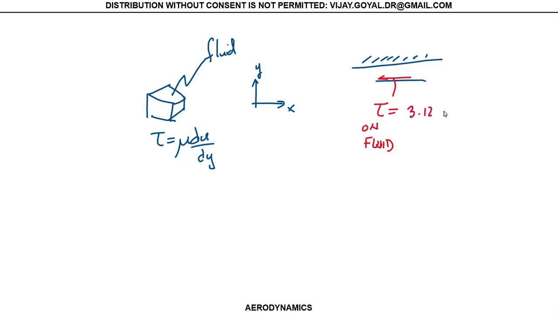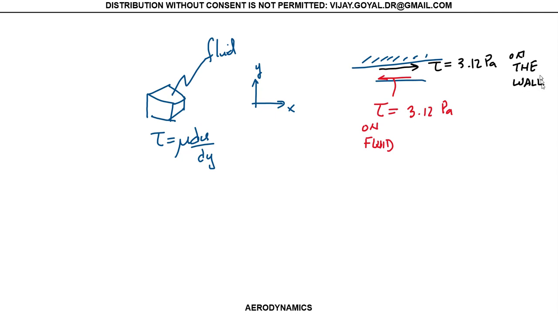Minus 3.12 pascals. And then I'll change the color. Here at the top, action-reaction goes in the opposite direction. So now tau is equal to 3.12 pascals. Okay, so that's the direction of the shear acting on the wall itself. This is on the wall.